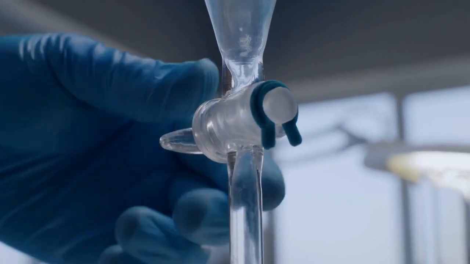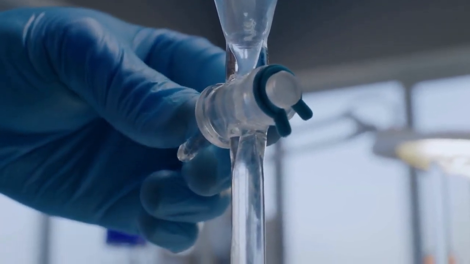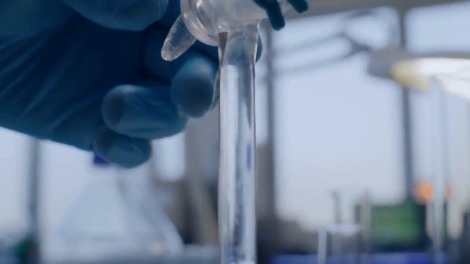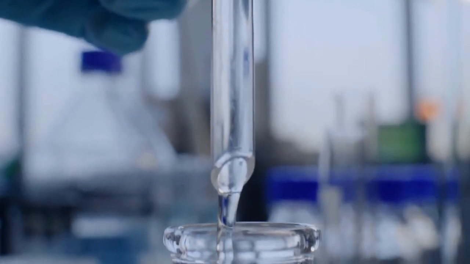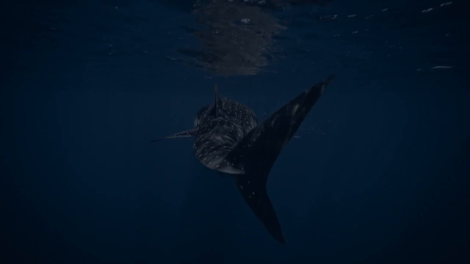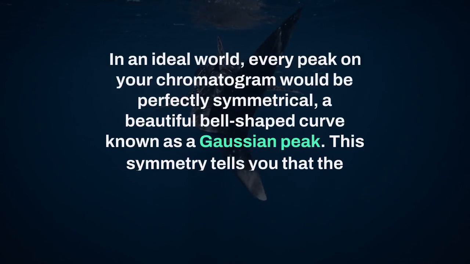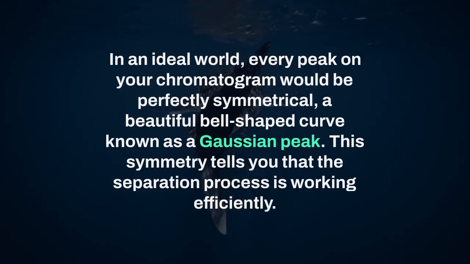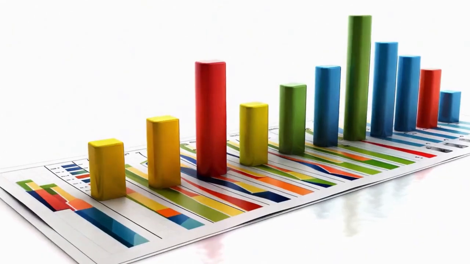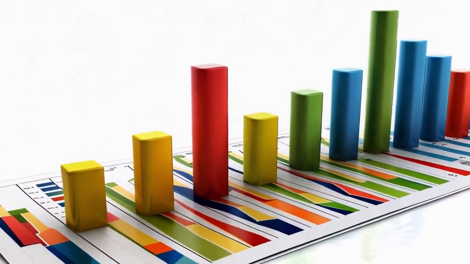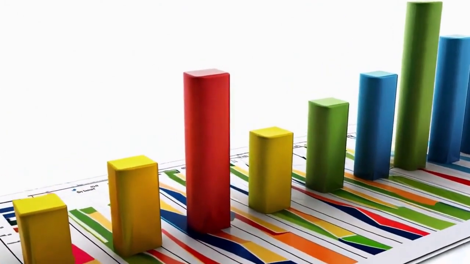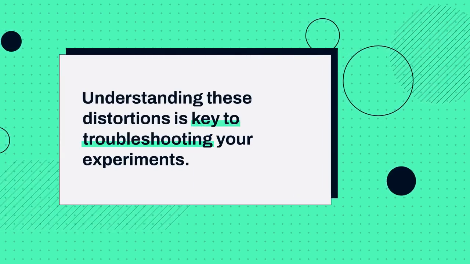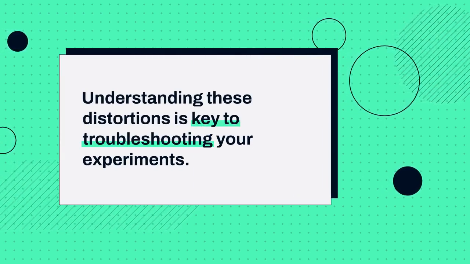Hello everyone, and welcome. Today, we're going to talk about two common problems you might see in your chromatography results, peak fronting and peak tailing. In an ideal world, every peak on your chromatogram would be perfectly symmetrical, a beautiful bell-shaped curve known as a Gaussian peak. This symmetry tells you that the separation process is working efficiently. However, in the real world, peaks often come out looking a bit distorted. Understanding these distortions is key to troubleshooting your experiments.